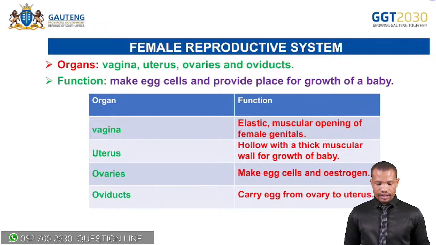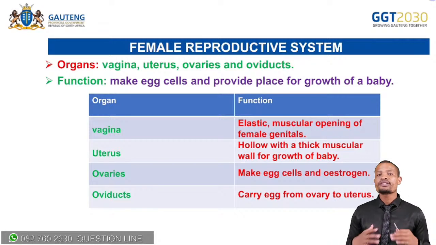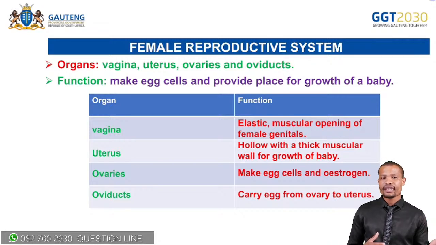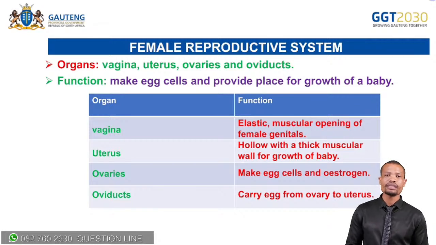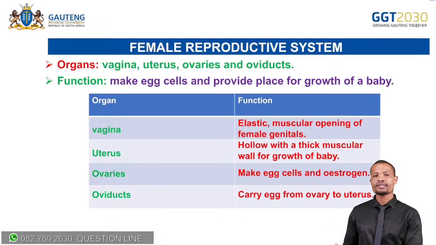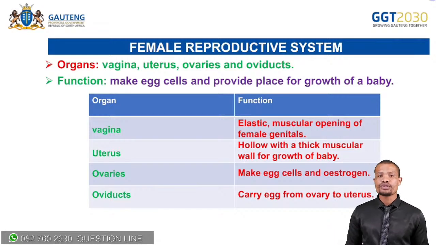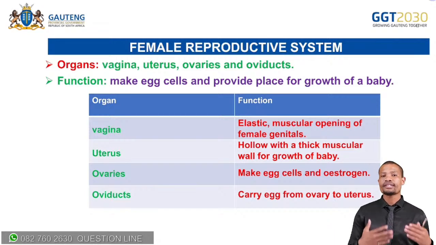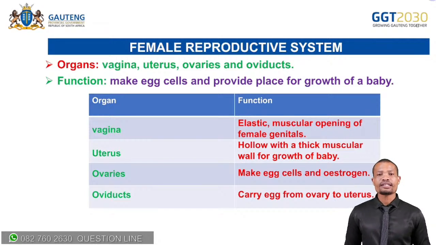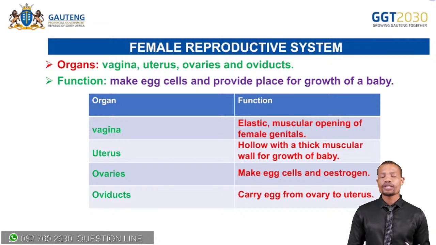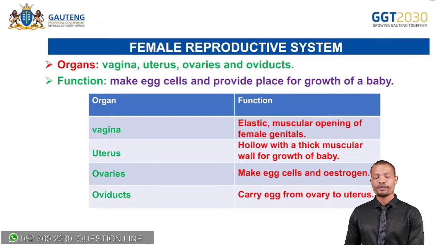Okay, then we have the ovaries, which work to produce what? Egg cells and estrogen. The egg cells are what we need for fertilization to take place, and the estrogen is necessary for maintaining maturity of the female body. Then the oviducts, they provide a pathway, or they carry the egg from the ovary to the uterus. They provide a pathway for the egg.